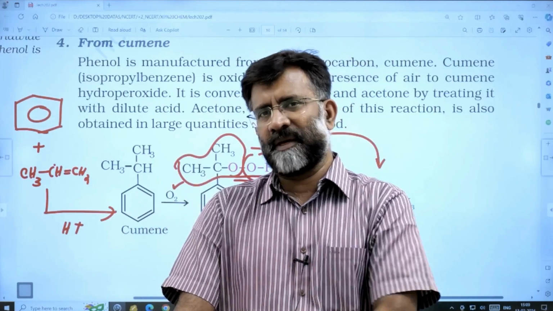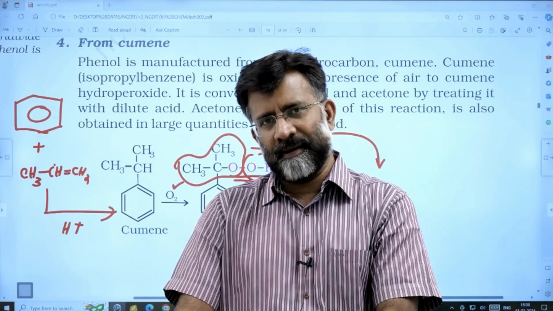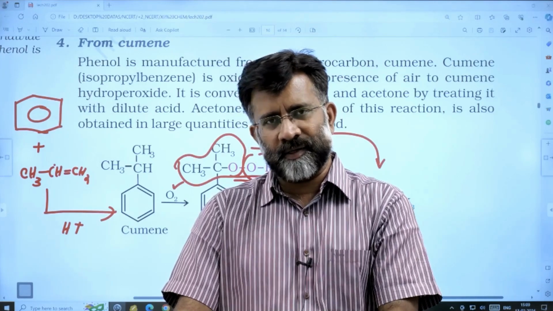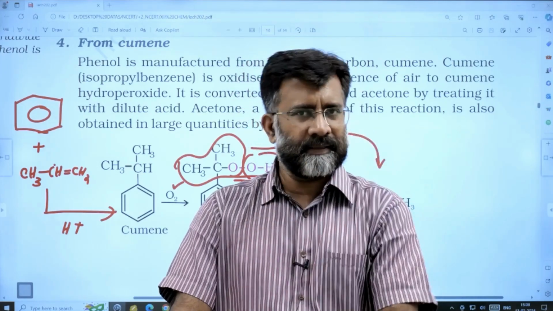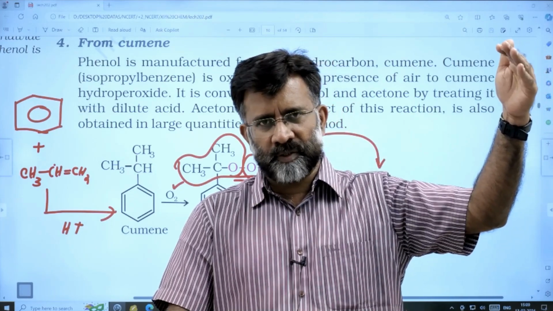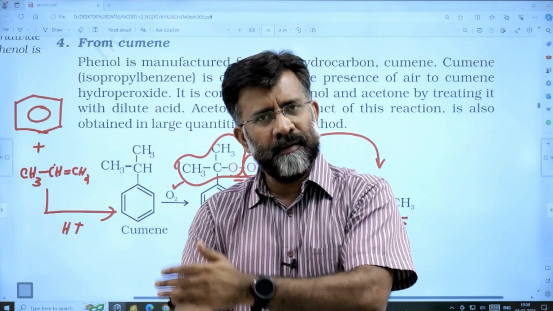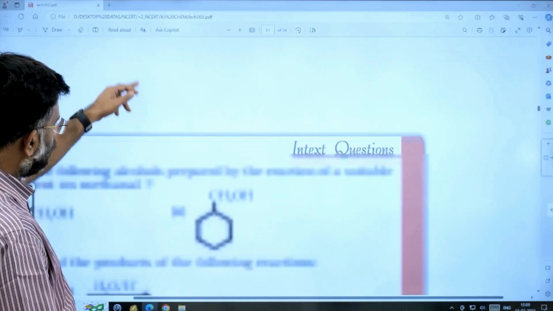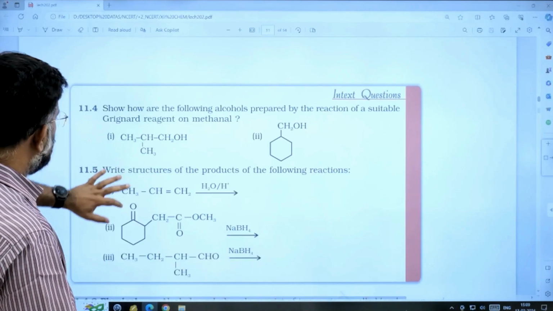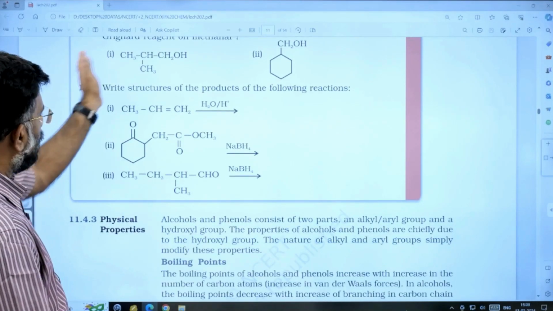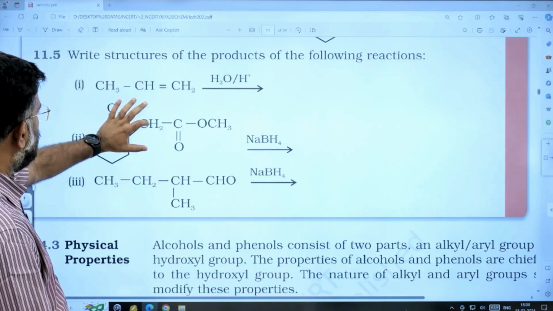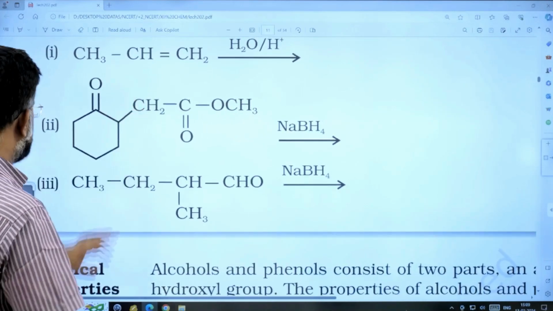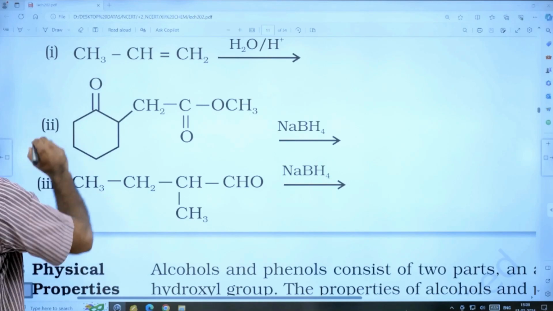Methanol giving primary alcohol, any higher aldehyde giving secondary alcohol, ketone giving tertiary alcohol, like that. So that covers the preparation of alcohols and phenols. Now you can verify by working through all these cases. Say, for example, this question: what will be the answer?